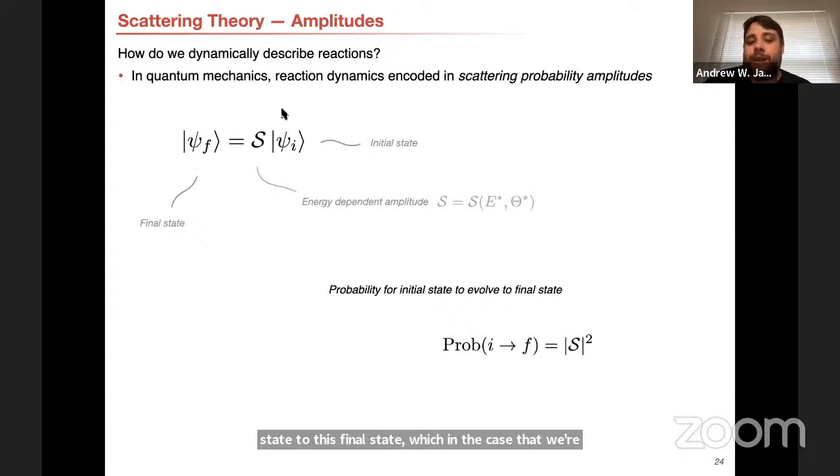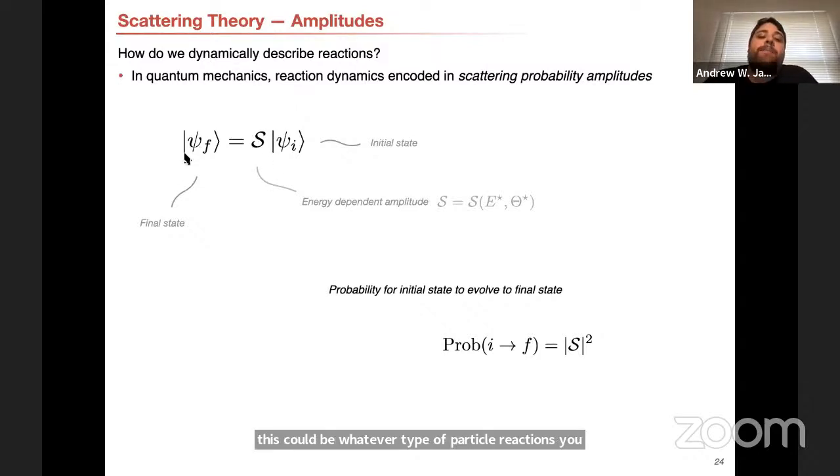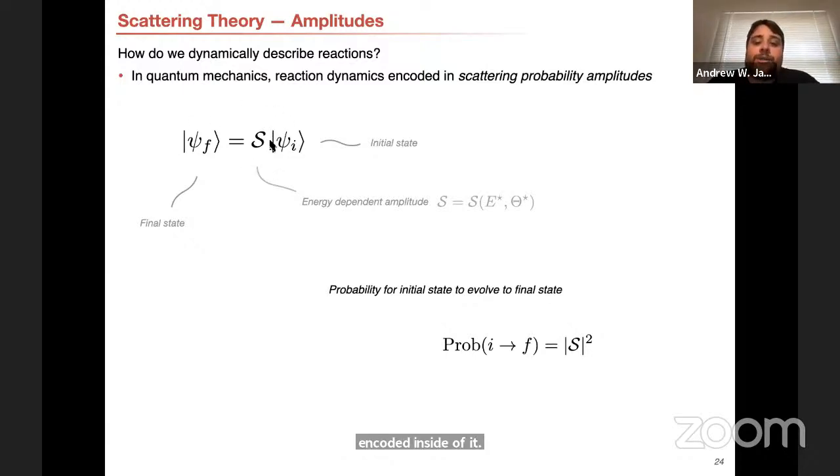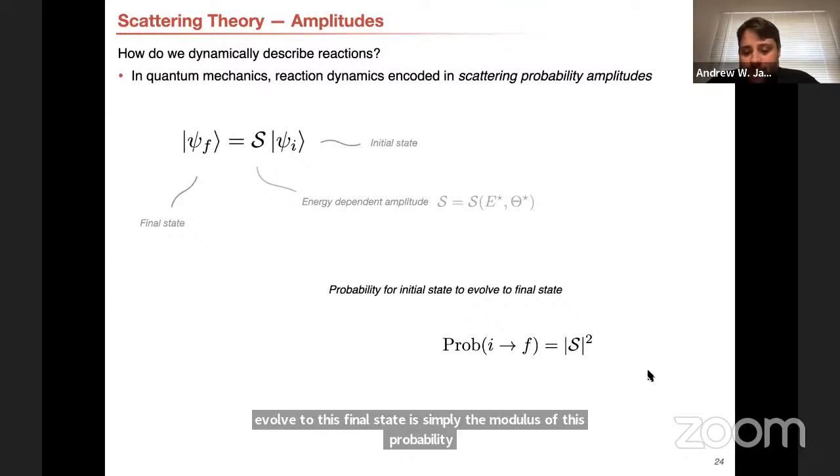But in general, this could be whatever type of particle reactions you want. You could have, say, a neutron proton going to a neutron proton, plus you produce one of these pions, one of these light strongly interacting particles, if the energies are high enough. And then you'll have a probability amplitude that has all that dynamics encoded inside of it. So this here has all the dynamics of this reaction, and it depends on the kinematic variables. In this case, since we're dealing with this 2-to-2 type process, it depends on the energy and the angle. And the probability for the initial state to evolve to this final state is simply the modulus of this probability amplitude squared, which is what I'm showing here.